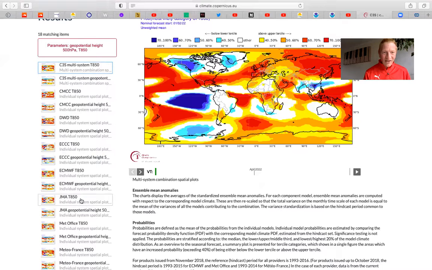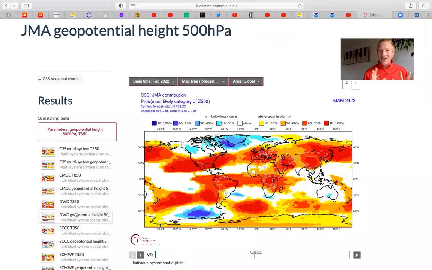Let's have a little look at the JMA. This is the Japanese model, and here we go again, high pressure, and those red colours are centred over the UK. So that looks quite fair.